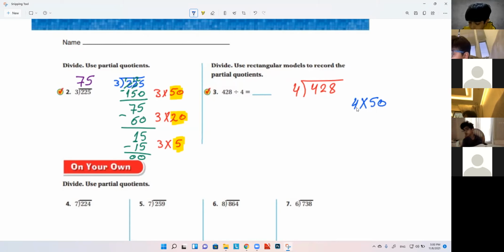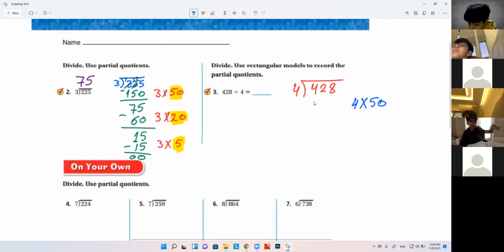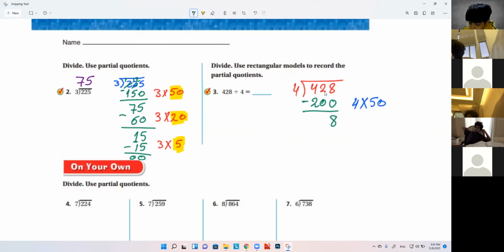So 5 multiplied by 4 equal to 20. And put the 0, so it will be 200. And then let's subtract. So 8 minus 0 equal to 8. 2 minus 0 equal to 2, and 4 minus 2 equal to 2.